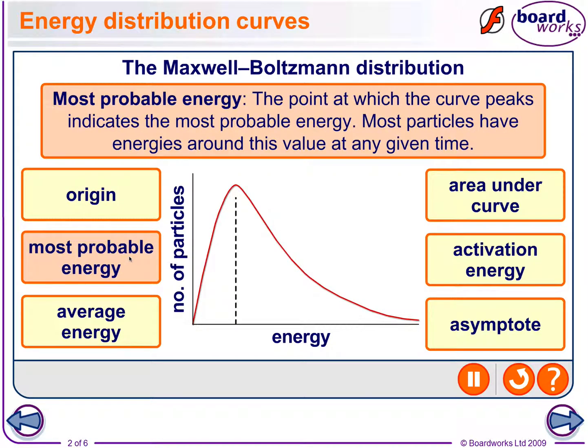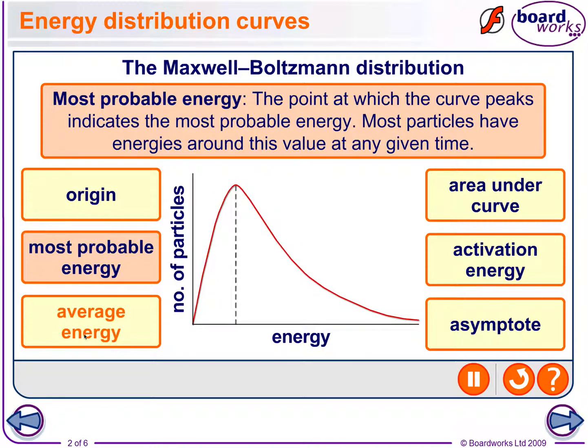Right, the most probable energy is right at the very, very peak of the curve. Now what this is showing you is that more particles in the system have this energy than any other, and that's why it's shown as the highest point on the curve.